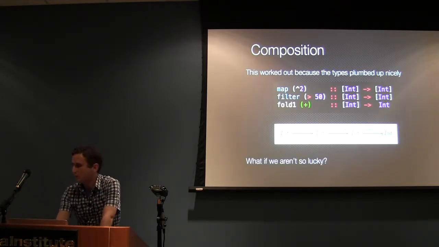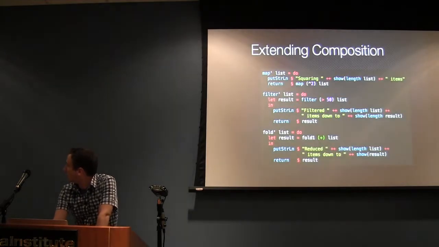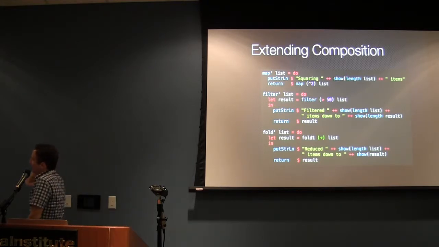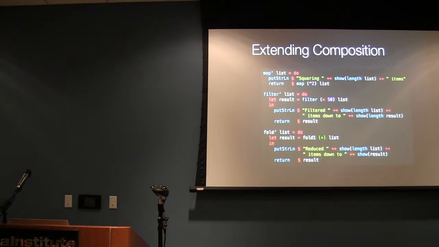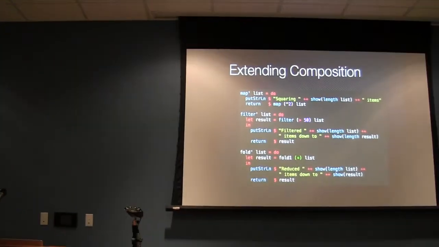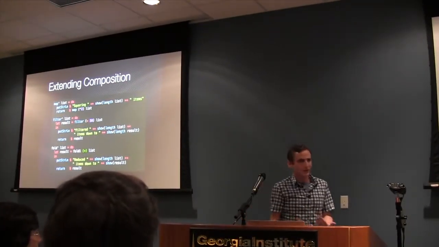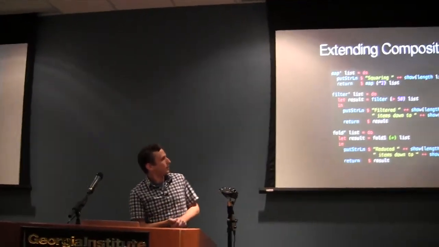The problem is, what if you aren't so lucky? And it turns out you're often not quite so lucky. Here's a fairly simple example of that. I'm going to define some slightly different functions, just map prime, filter prime, and fold prime. They do exactly the same things as the functions I talked about before, mapping square, filtering, but they're also going to print some extra information as they go. The map function tells you how many things you're squaring, the filter function prints out how many things it filtered down to, and so on. So, in a certain sense, these are doing the same thing, but not quite.